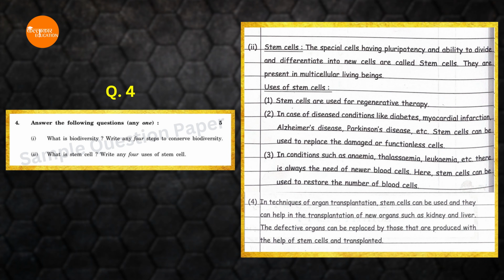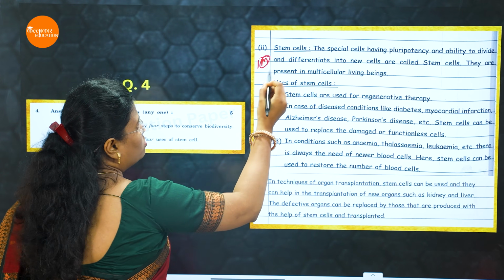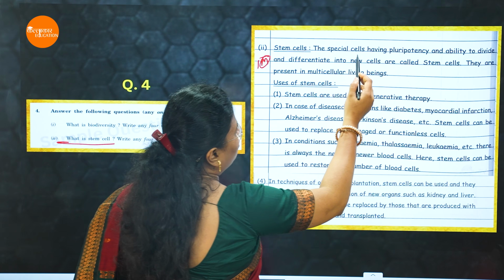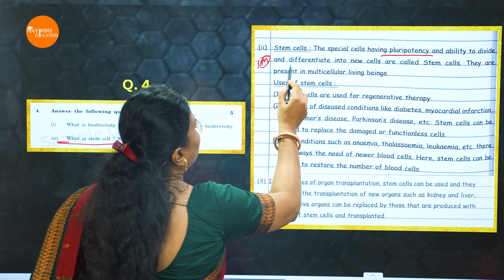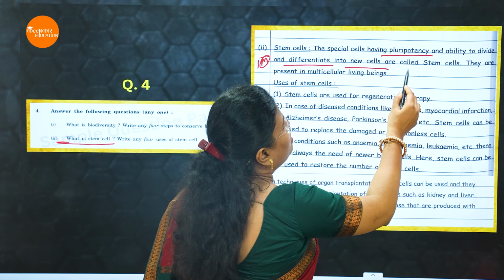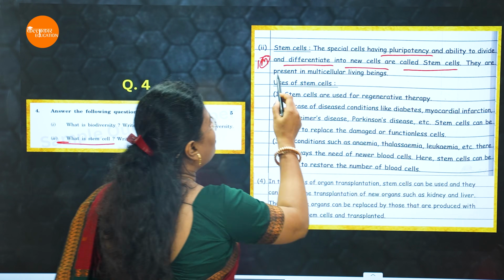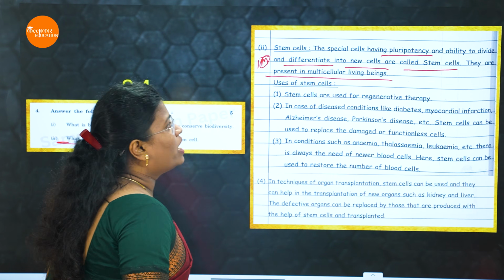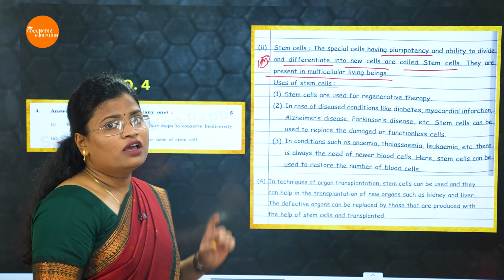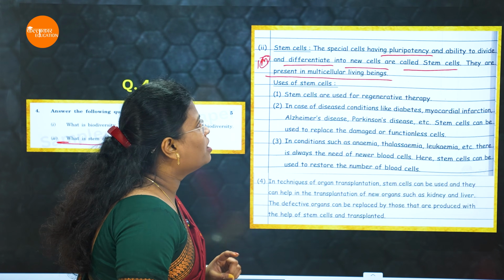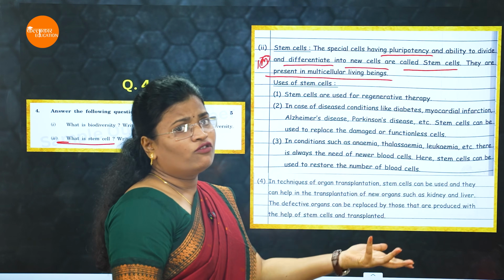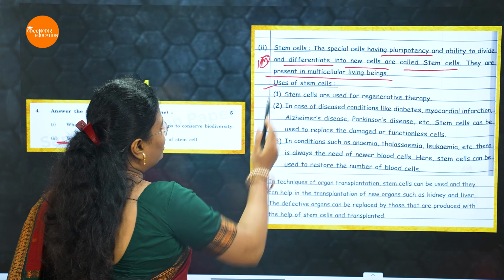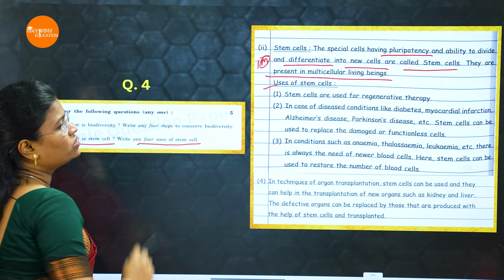Let's see. First of all, you have to write what is stem cell. For that you will get 1 mark. So stem cells are what? The special types of cells having pluripotency and the ability to divide and differentiate into new cells are called stem cells, and they are present in multicellular living beings. They have the ability of pluripotency, meaning they can form all types of cells. After that you have to write 4 uses of stem cell.